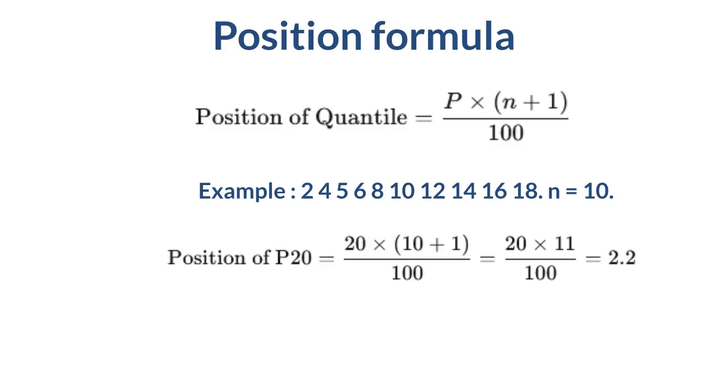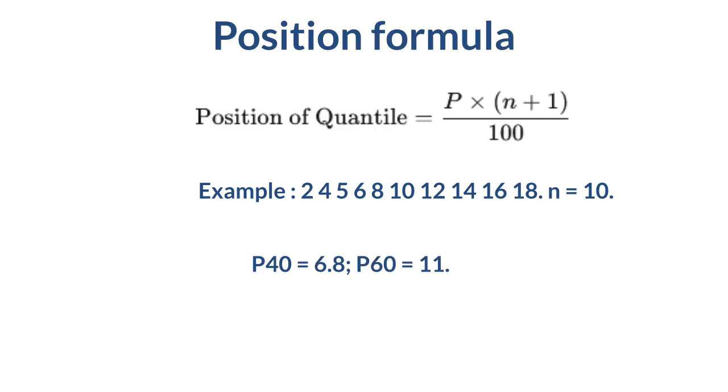Since 2.2 is not a whole number, we interpolate between the second and third data points, 4 and 5. Interpolation: P20 equals 4 plus 0.2 times the quantity 5 minus 4, equals 4 plus 0.2, equals 4.2. That is, the 20th percentile P20 is 4.2. Using similar calculations, the values for the other quartiles are as follows.